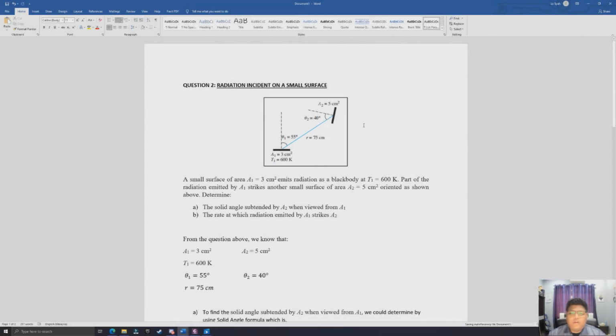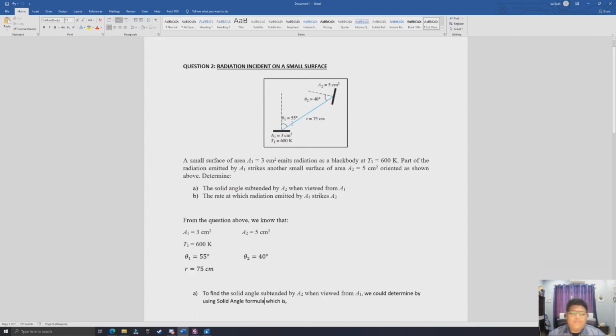Okay, Assalamualaikum warahmatullahi wabarakatuh. My name is Muhammad Azwan bin Sapit, and I will explain the fundamentals and the formula that we will use to answer question 2, which is radiation incident on a small surface. First of all, we will read the question. A small surface of area A1 equal to 3 cm squared emits radiation as a black body at T1 equal to 600 Kelvin. Part of the radiation emitted by A1 strikes another small surface of area A2, equal to 5 cm squared, oriented as shown above.